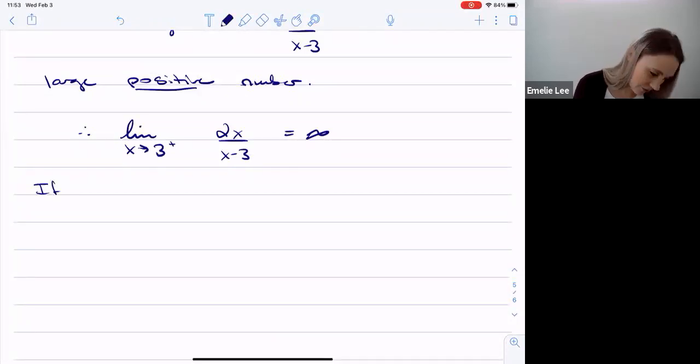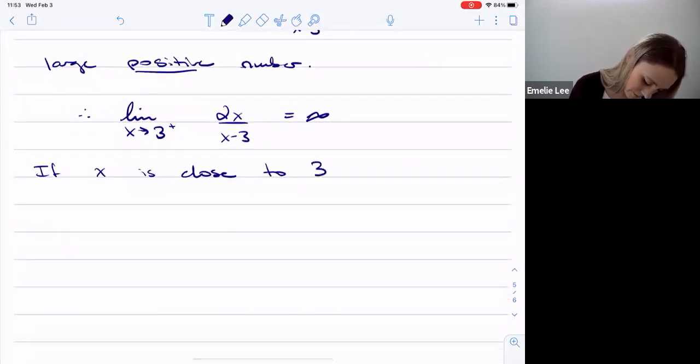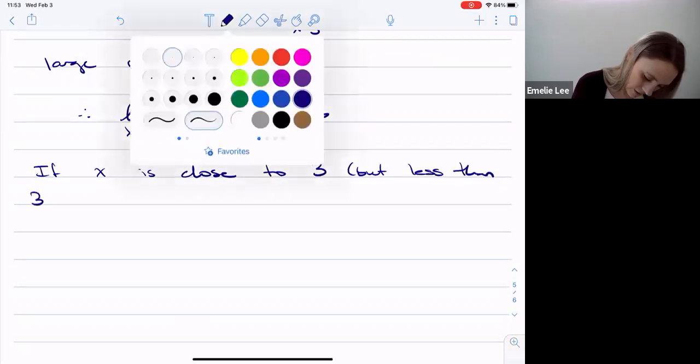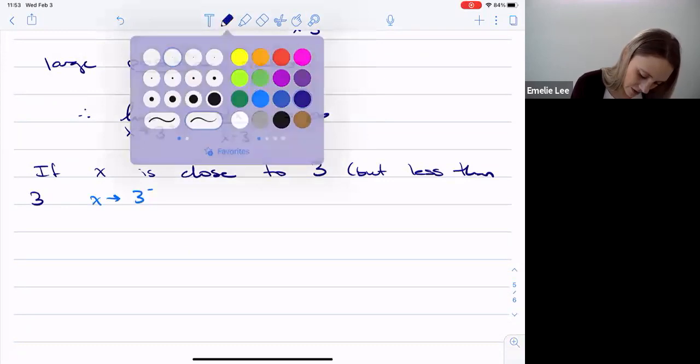So if x is close to 3, but less than 3, then I'll just say x is going to 3 from the left.